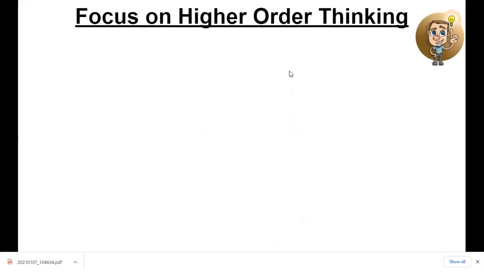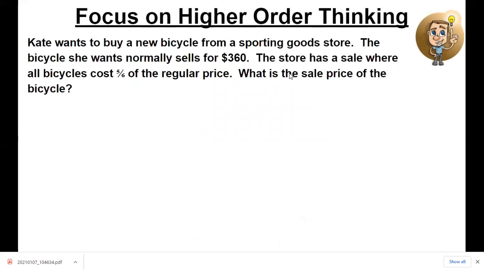Okay, last part, we're going to focus on some higher order thinking. So it's pretty much the same as what we've been doing. Kate wants to buy a new bicycle from a sporting goods store. The bicycle she wants normally sells for $360. The store has a sale where all bicycles cost 5/6 of the regular price. What is the sale price of the bicycle?